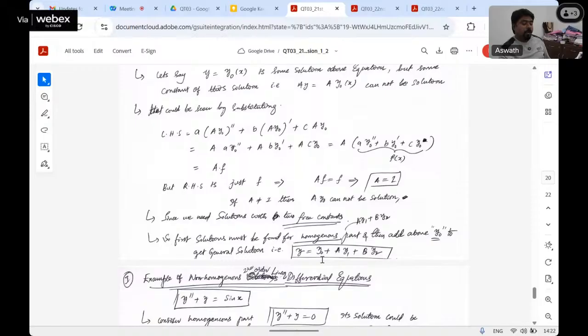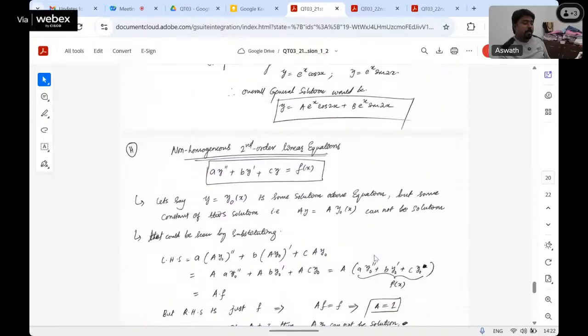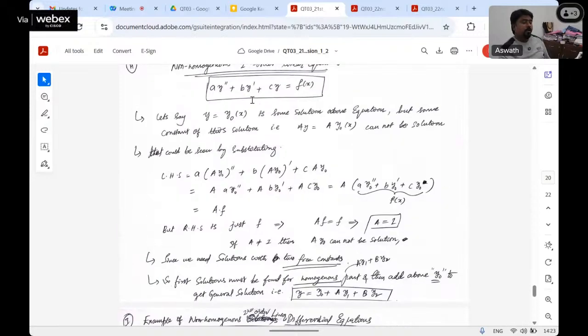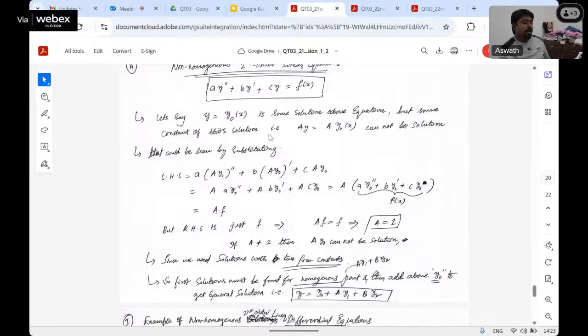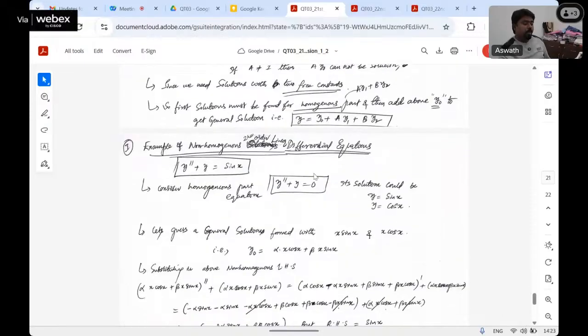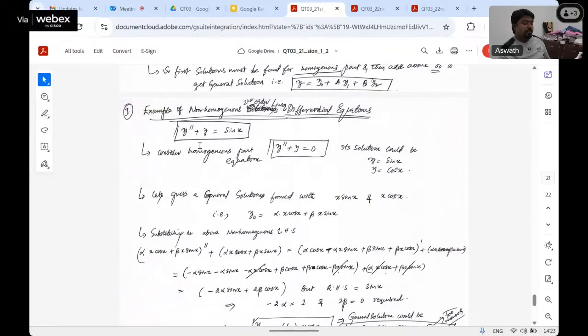If you take y0 plus the homogeneous solution a y1 plus b y2, where y1 and y2 are the independent solutions of the homogeneous part, in that case I would get exactly the overall solution of the entire equation with f of x non-zero.